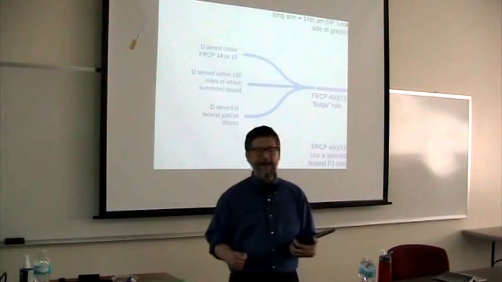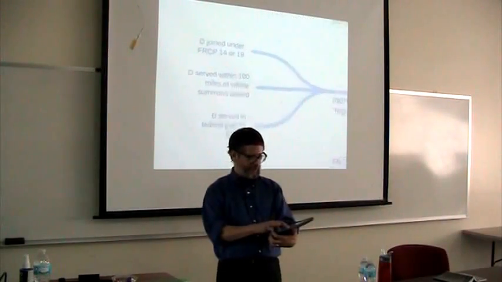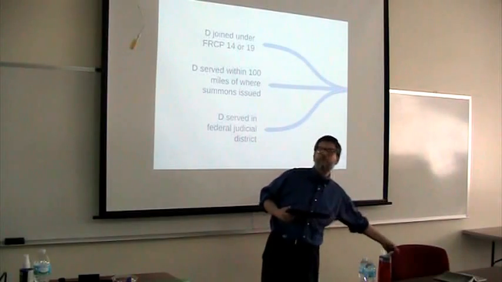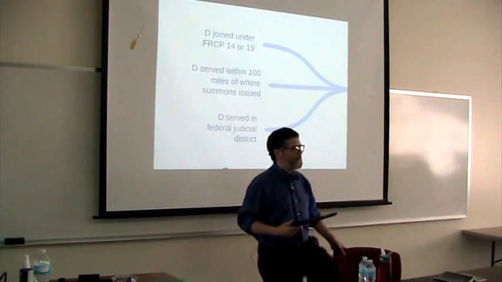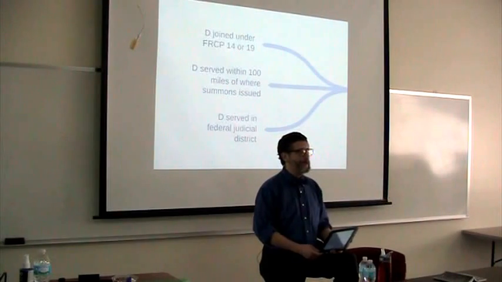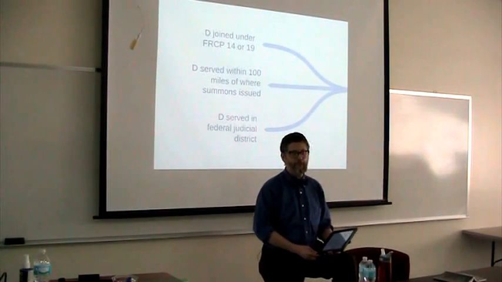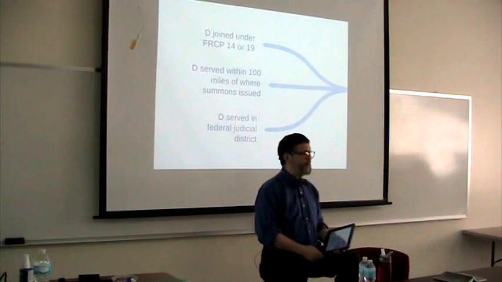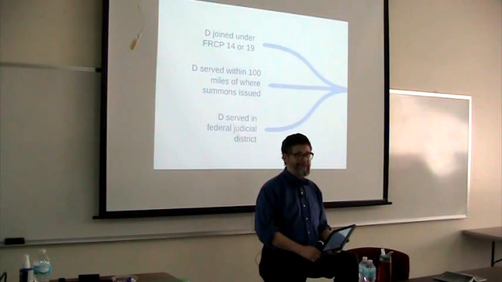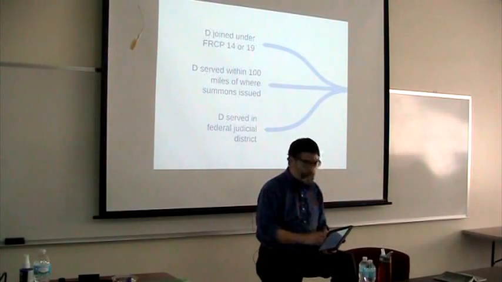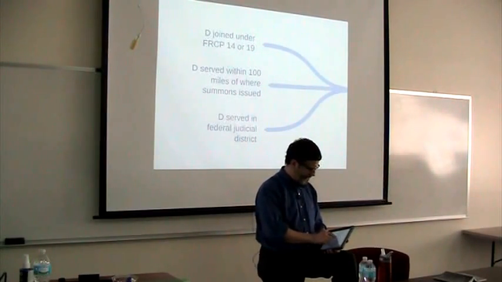Well, what do you have to have for the bulge rule to be satisfied? 3 elements. First, the defendant being served must be joined under Rule 14 or 19. Rule 14 is third-party practice, also known as impleader. P sues D, and then D brings in a third-party defendant who may be liable to the defendant for whatever the defendant owes the plaintiff. We'll talk about that later. Or Rule 19, necessary joinder.